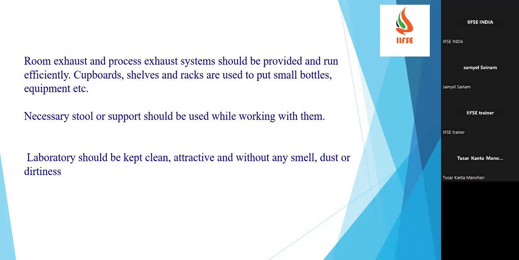So apart from the fuming cupboards, there are other exhausts for the total lab area. Room, in the sense, the lab, and also the process exhaust systems. Apart from the fuming cupboards, wherever you are doing the reaction process, there also you should have an exhaust system to take out the fumes which are generated during the process of reaction. Necessary tools and support should be used while working with them, and the laboratory should be kept clean and attractive without any smell, dust, or dirtiness. So again, housekeeping comes in. Instead of saying housekeeping, we can say 5S practices should be in place to maintain the lab properly.